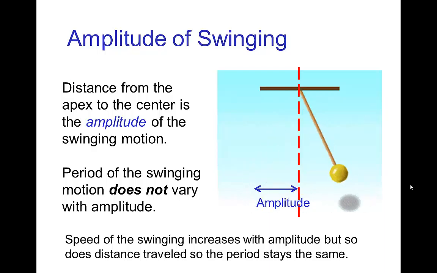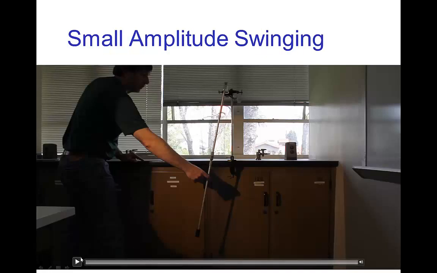Now, the large amplitude will have a faster speed, so if you measure it in terms of the distance traveled per frame, it has a higher speed. But the large amplitude also means it has to cover more distance, and those two balance out, so the amount of time that it takes to do a round trip is the same. Let's look at some video examples of this.